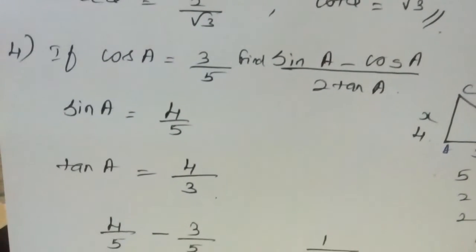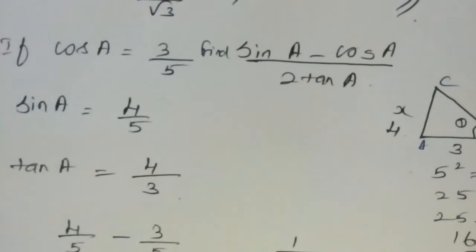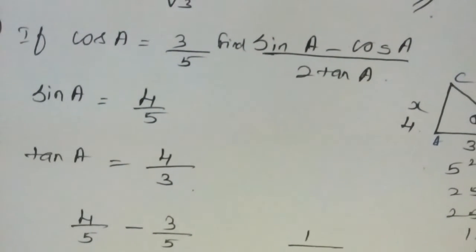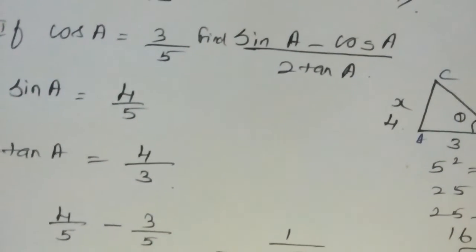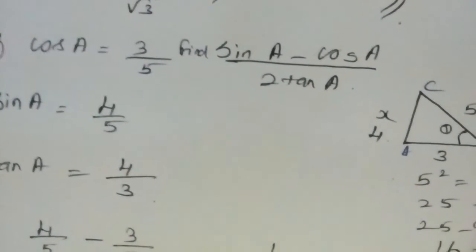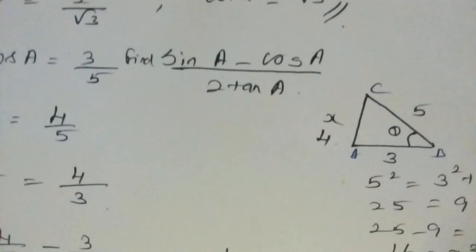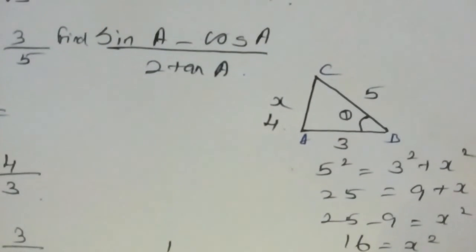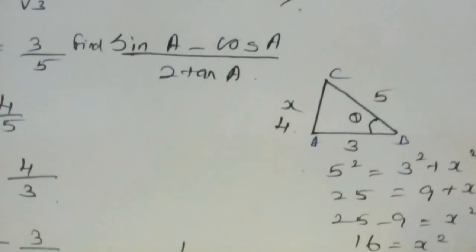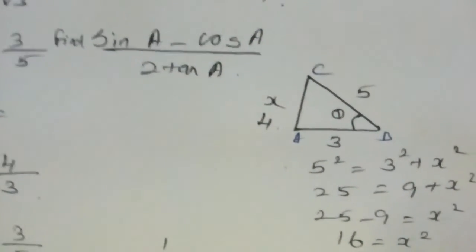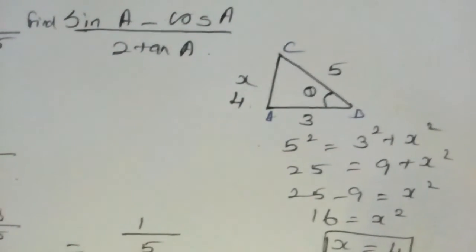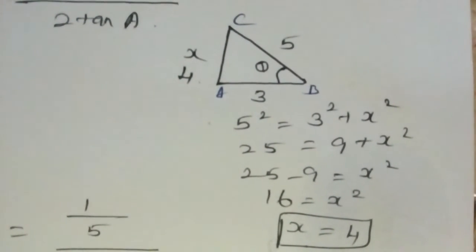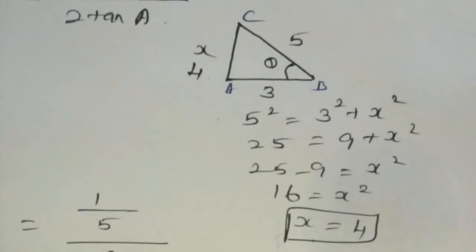The fourth question is, if cos A is equal to 3 by 5, find sin A minus cos A by 2 tan A. So the value of cos A is given. With the help of that, we can find the other values by using the Pythagoras theorem. Cos is nothing but adjacent side by hypotenuse. So substitute the values: 3 and 5 I have placed. Now I have to find x, the unknown value of AC. So 5 squared is equal to 3 squared plus x squared, whereas 5 squared is 25 and 3 squared is 9. So 25 minus 9 is 16, therefore x is equal to 4.